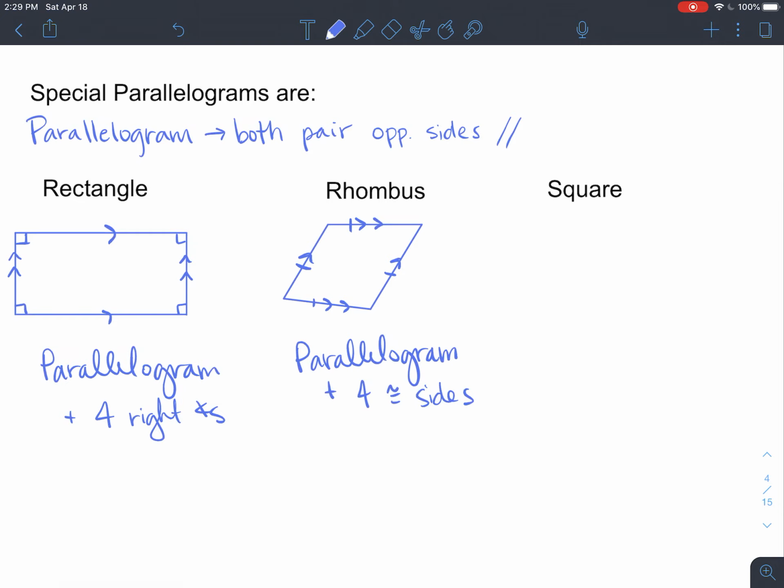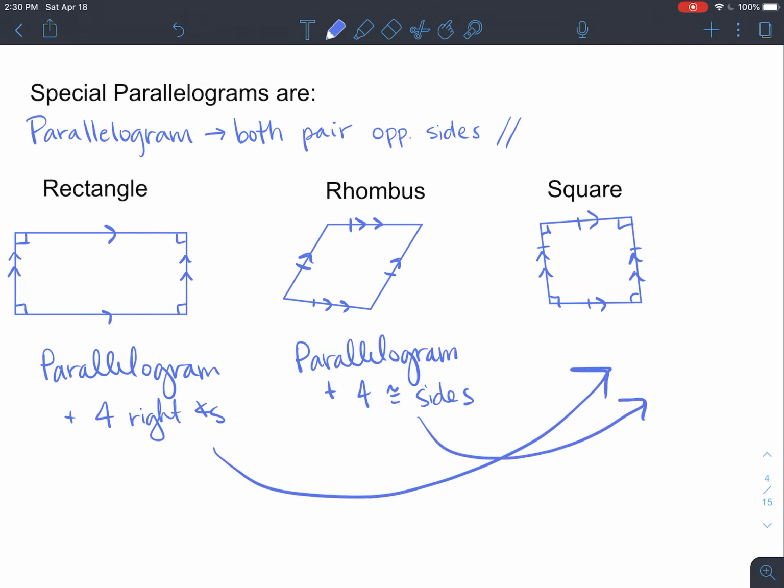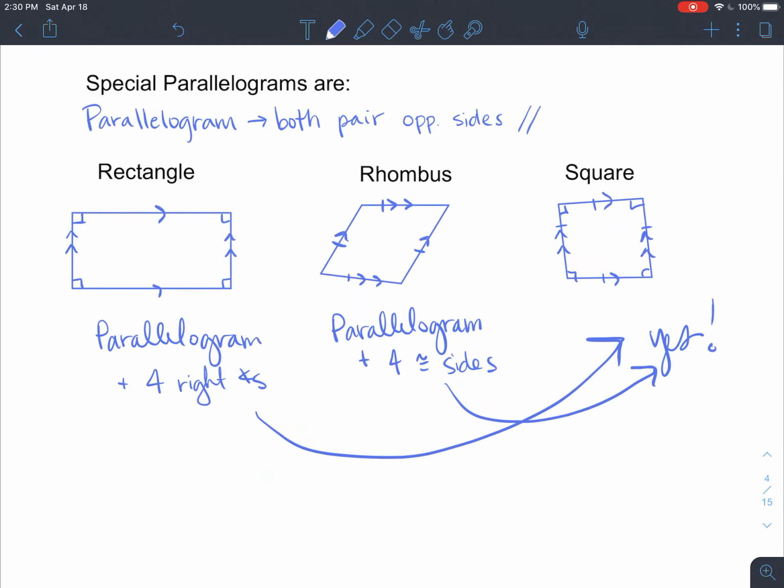And then I'm pretty sure you guys know the result of a square. I'm going to have not only a parallelogram, but I'm going to combine the properties of a rhombus and a rectangle. So not only is it a parallelogram, I have 4 right angles and 4 congruent sides. So yes, it is both a rectangle and a rhombus.